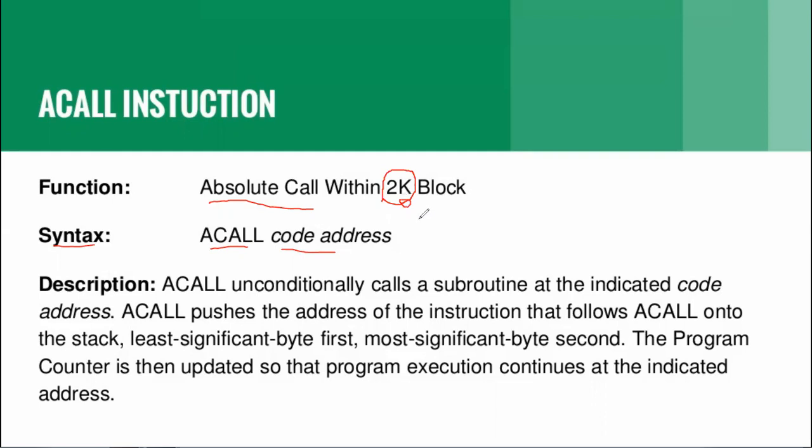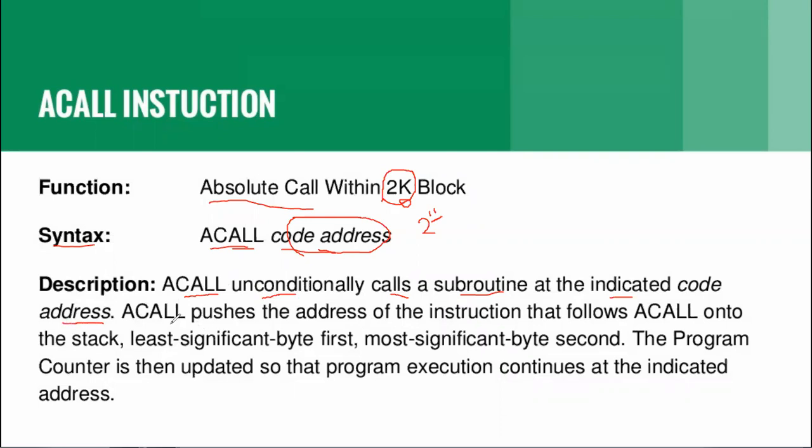What is 2 kilobytes? It is 2 raised to 11. So I have to provide an 11-bit address here, only an 11-bit address for ACALL. If I provide a 12-bit address, it will not be considered. It will only jump up to 2 raised to 11 bytes. The description: ACALL unconditionally calls a subroutine program indicated by the code address.